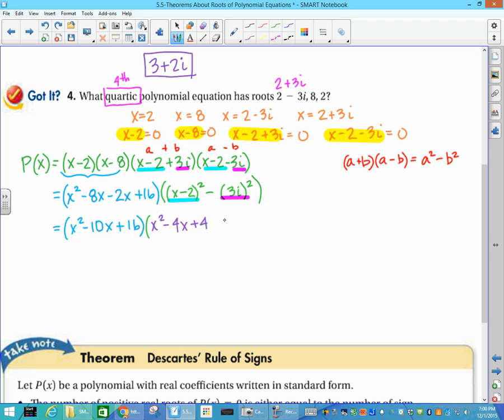All right, and then when I square that, it's going to become minus 9i squared. We've talked about that a lot. What does that really mean? Well, that means that this is going to be plus 9, because the i squared changes that. So as we simplify that, let's go with x squared minus 10x plus 16. And this one's going to be x squared minus 4x plus 13.